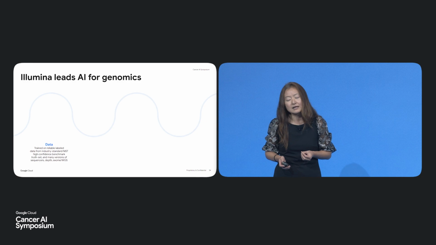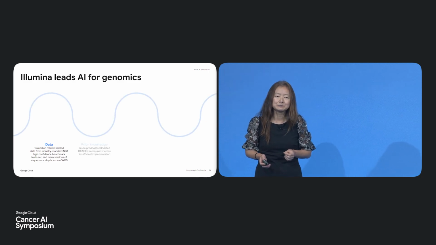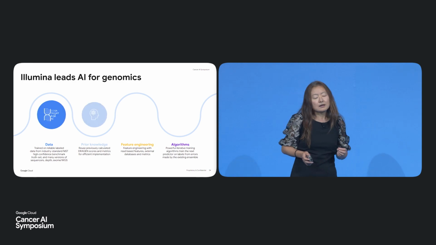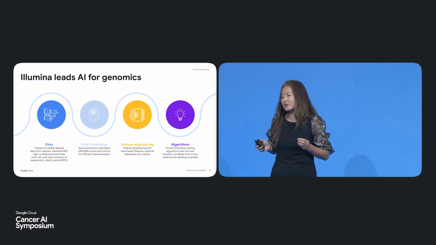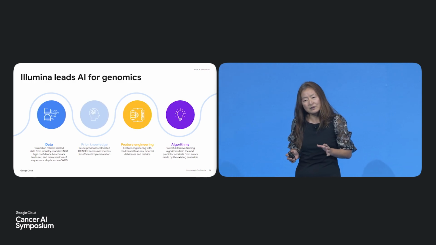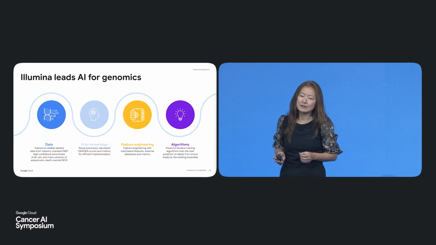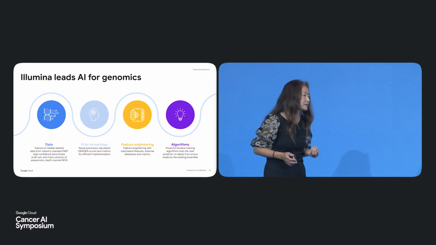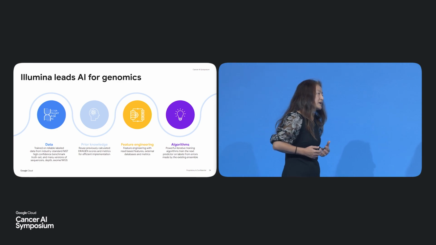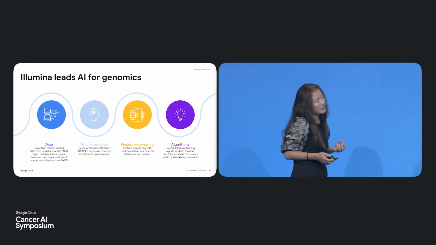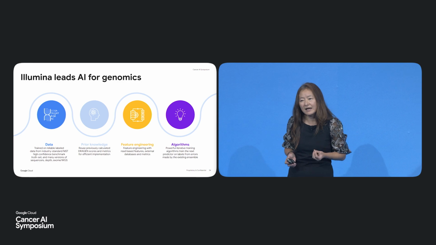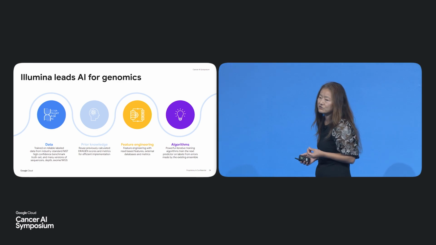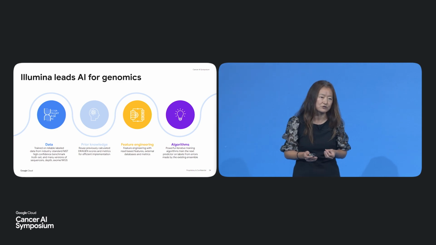And Illumina leads AI for genomics for many reasons. To give a few examples, we have access to the largest data sets, the most diverse data sets. Some of these data sets are unique, some are proprietary to Illumina. Also, we excel in feature engineering because we understand Illumina sequencing technology natively. So all of our AI components are enhanced with sequence read-based features.